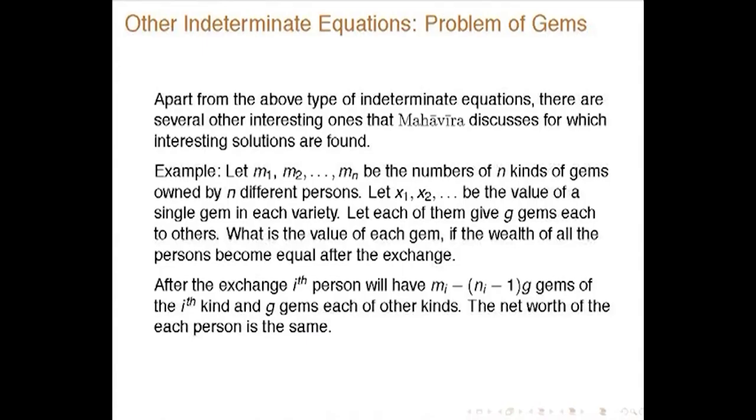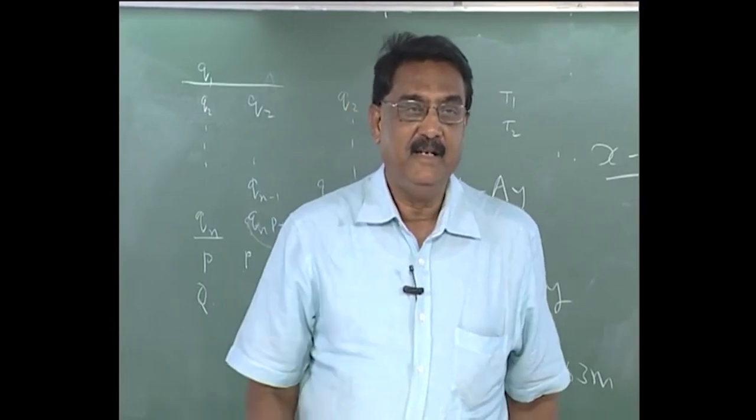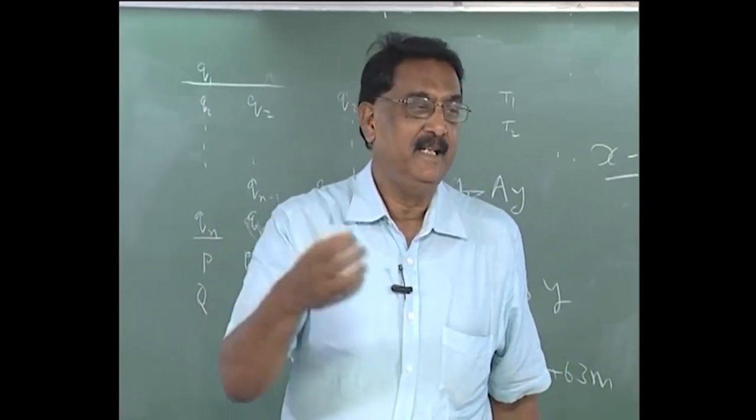And let x1, x2, ..., xn be the value of the single gem in each variety. Let each of them give g gems each to others. What is the value of each gem if the wealth of all the persons becomes equal after the exchange? Okay. So, each of them will have particular kinds of gems with a particular value. Now there will be some exchange. For instance, the ith person will have mi gems. To each of the other n minus 1 persons, he will give g gems of his own variety. Similarly, he will receive from each of the others g gems.